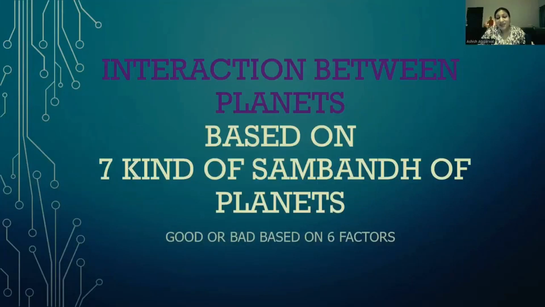Now, when they are mutually impacting or influencing each other, a dynamic web is created where their style of communication changes. Today, we will discuss how planets interact with each other based on their 7 kinds of relationships. These can either be constructive or detrimental due to 6 factors. However, these relationships themselves can also be constructive or detrimental.